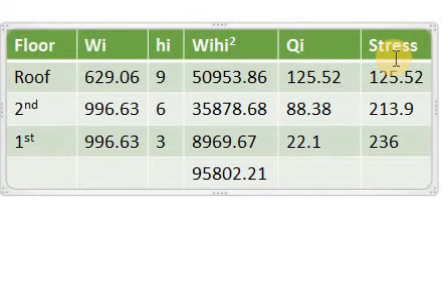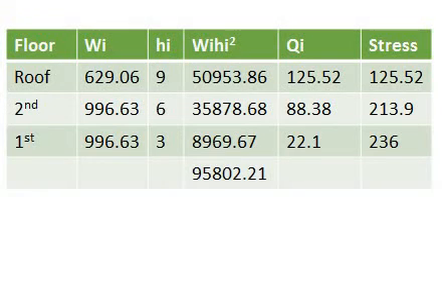Now this storey shear is the cumulative of these values. We will add 125.52 to 88.38, we will get 213.9. Then we will add 213.9 to 22.1, we will get the value of 236. Now after calculation of the shear, we will draw the lateral force distribution and shear distribution accordingly.